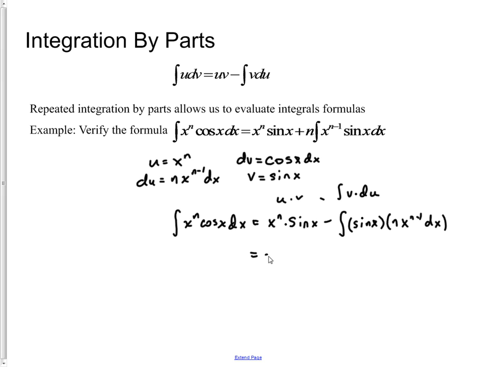When we simplify, we have x to the nth power times the sine of x minus n, which is a constant, times the integral of x to the n minus 1 power times the sine of x dx, which is the formula that we were looking for. The beauty of this kind of formula is that we can use it whenever we have an integral that looks like this one and we can break it down.